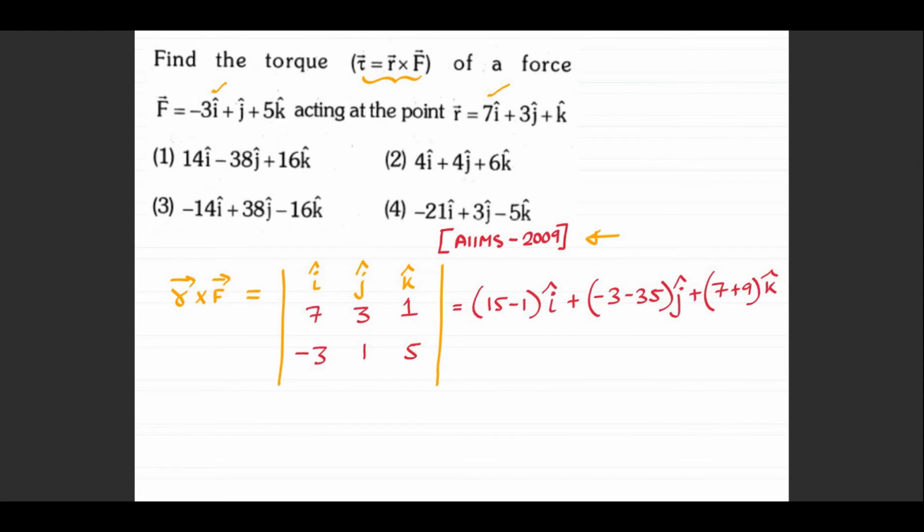I have given the formula in the lecture of multiplication of vectors, right? You can go through that. This then becomes 14 i cap minus 38 j cap plus 16 k cap. This is R cross F, and that is also equal to the required torque. So can I say it matches with option 1 then? Hence the required answer.